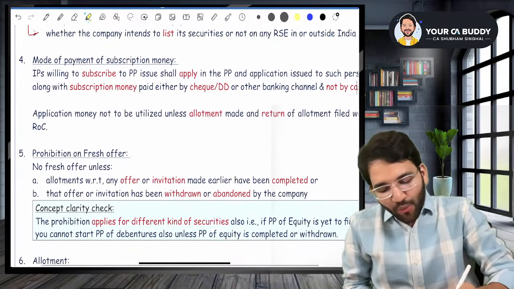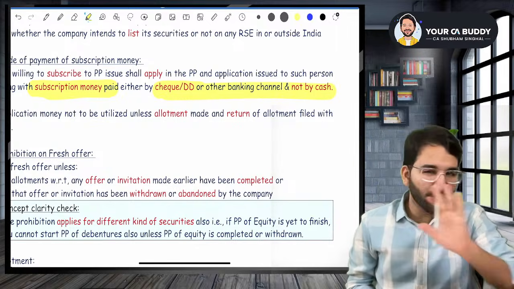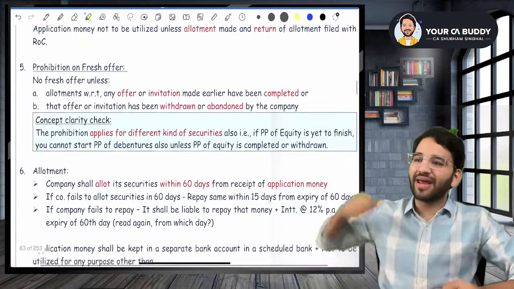So now the question is, how will I get the application money? You can get it via cheque, DD or any other banking channel, but not by cash. Application money cannot be received in cash.